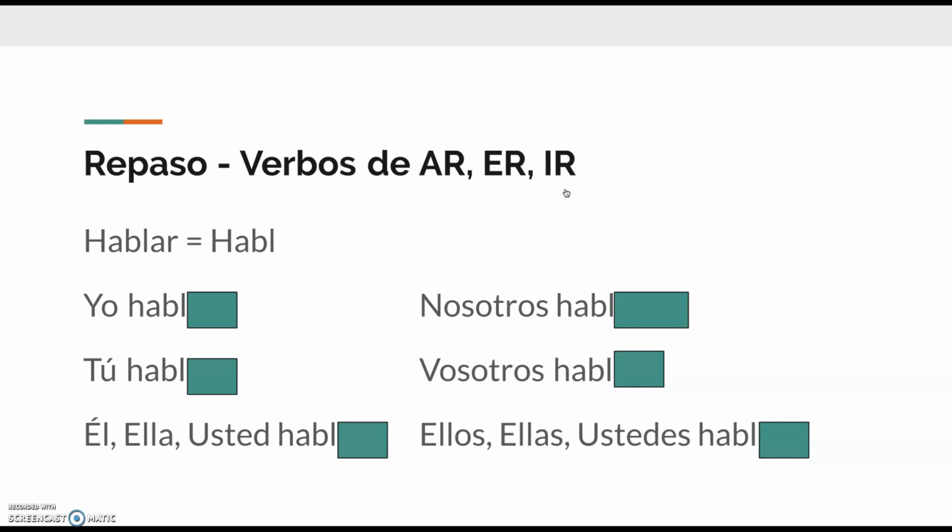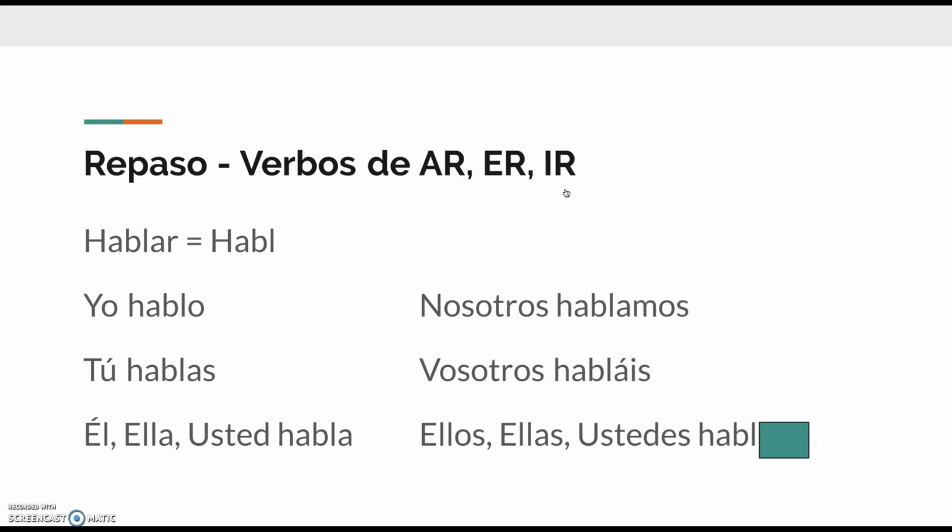To conjugate AR verbs, we've dropped the ending. Now our next step is to add the ending that shows who is doing the action, and it matches our subject. Yo hablo, tú hablas, él, ella, usted habla, nosotros hablamos, vosotros habláis, ellos, ellas, ustedes hablan.